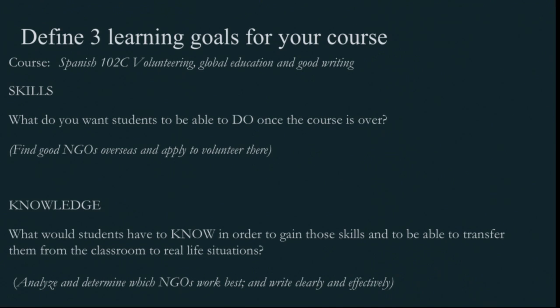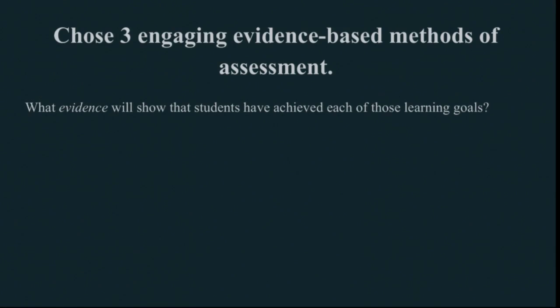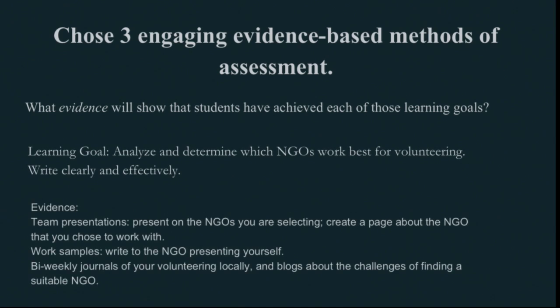Then you go to stage 2, which is evidence. How will you and the students assess what they are learning? We have seen really beautiful examples already in the presentations this morning. When you are thinking of the evidence, you will ask yourself what evidence will show that students have achieved each of those learning goals. Let's say you have identified two or three skills and knowledge. I have here again the learning goal that I had, and then the evidence that accompanied that.